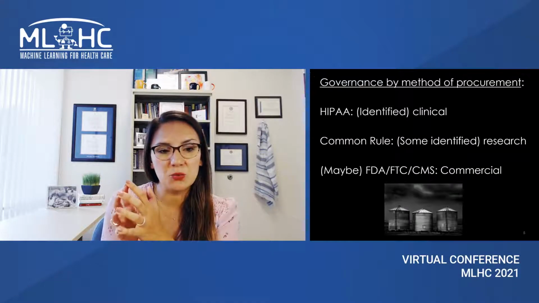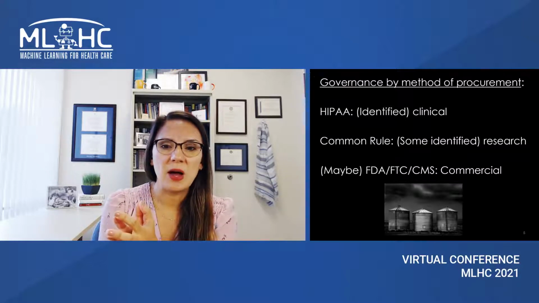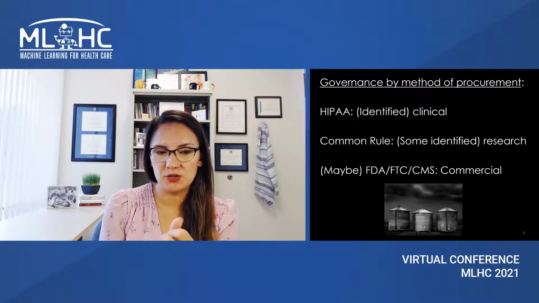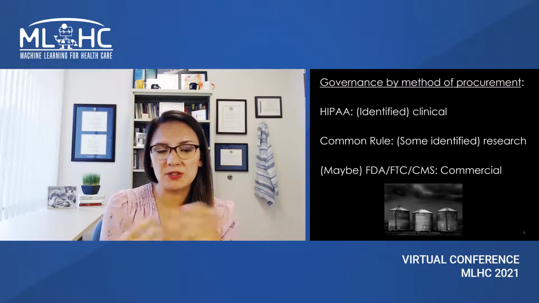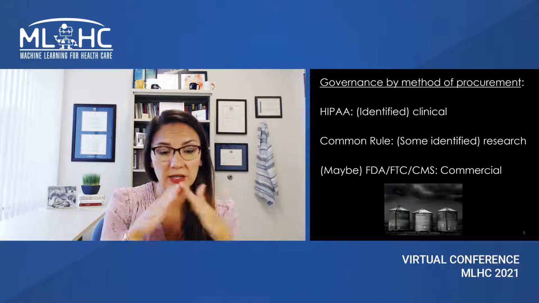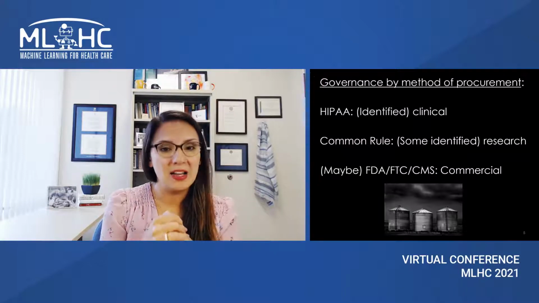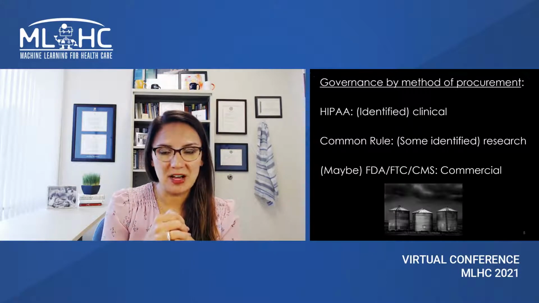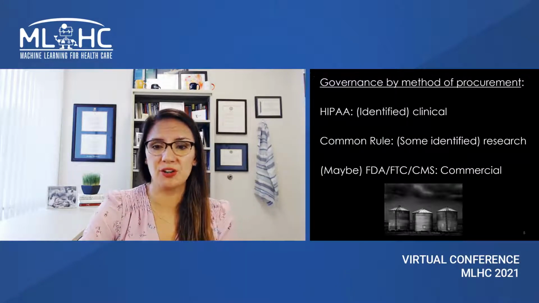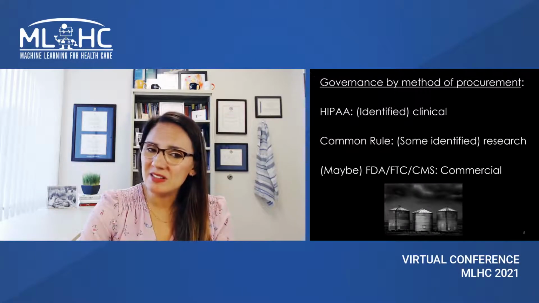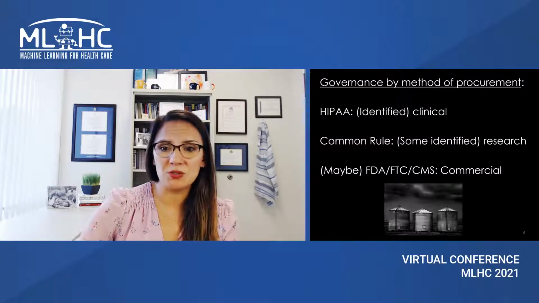Then if we're talking about the research enterprise, we're actually talking about the Common Rule. That's what generally governs federally funded researchers, as well as academic medical centers like the University of Michigan, who apply those rules broadly across all of its researchers. And that generally applies to some identified research, so research with identified data and specimens. And when we're talking about data that have been commercially procured, maybe FDA, maybe the Federal Trade Commission, maybe the Centers for Medicare and Medicaid have something to do with it, but there are a lot of holes in governance.